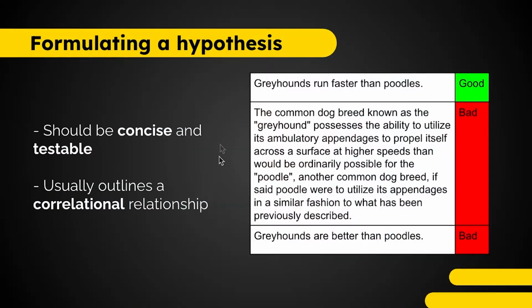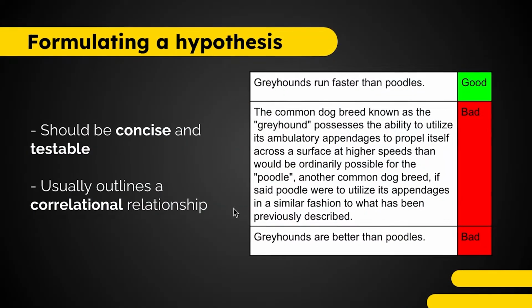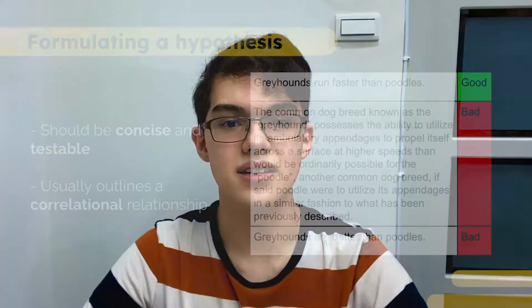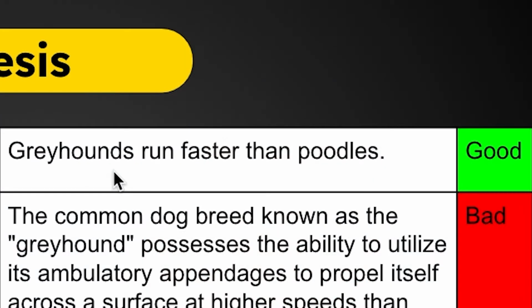An example of a bad hypothesis would be this monstrosity here, which is not concise at all. And yeah, we could make that better. This one at the bottom, greyhounds are better than poodles. That's also a bad hypothesis because it's not testable. That's not something you can test in a lab. Don't do this. Do something like this. Greyhounds are faster than poodles. Concise, testable, correlational relationship. When we design experiments, we would want our results to be both accurate and precise.